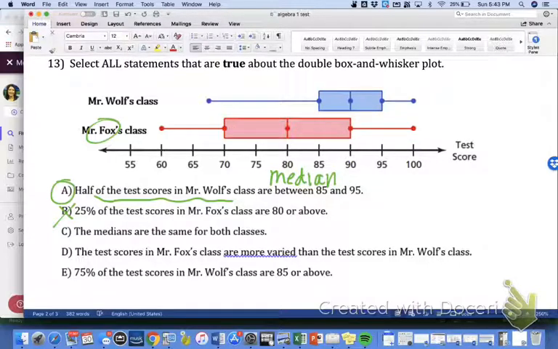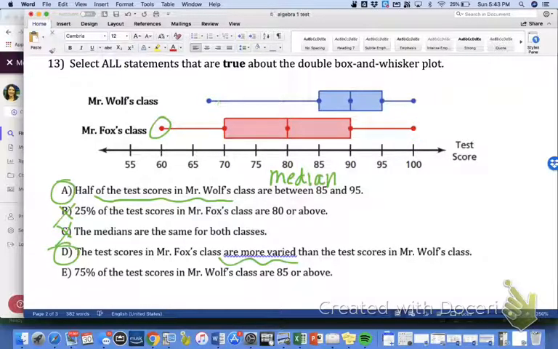C says the medians are the same. Well, here's the median for Mr. Fox. There's the median for Mr. Wolf, the middle of the box, so they're not the same. That one is not true either. D says the test scores in Mr. Fox's class are more varied. So remember, that means that more varied means more spread out. Mr. Fox's class goes all the way from 60 to 100, whereas Mr. Wolf's class only goes from like 67 to 100. So Mr. Fox's class is definitely more spread out, so that is true.